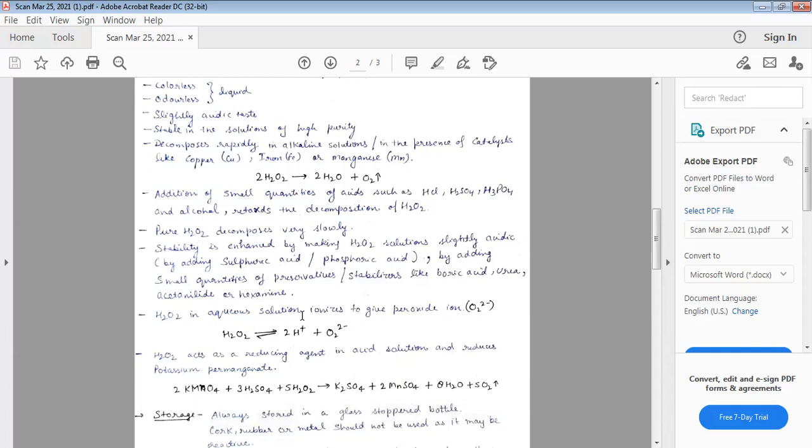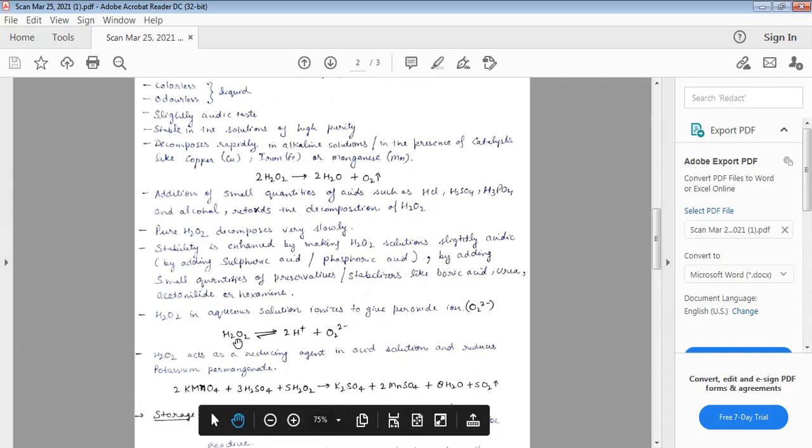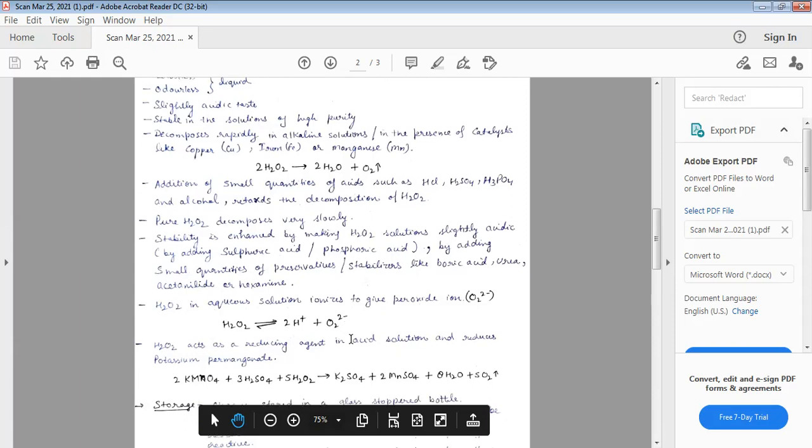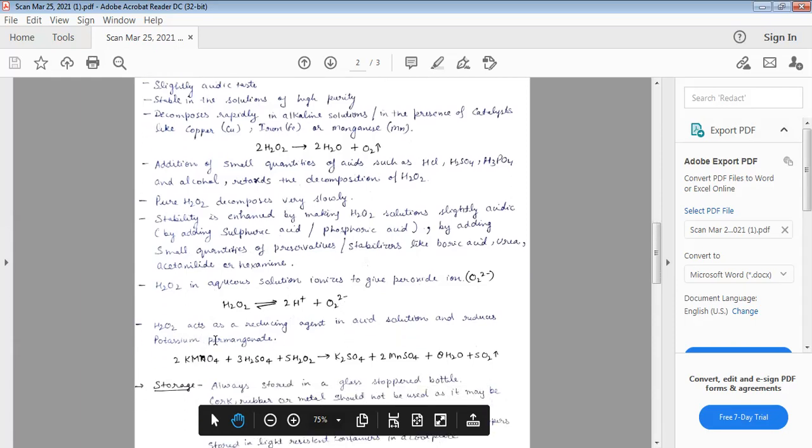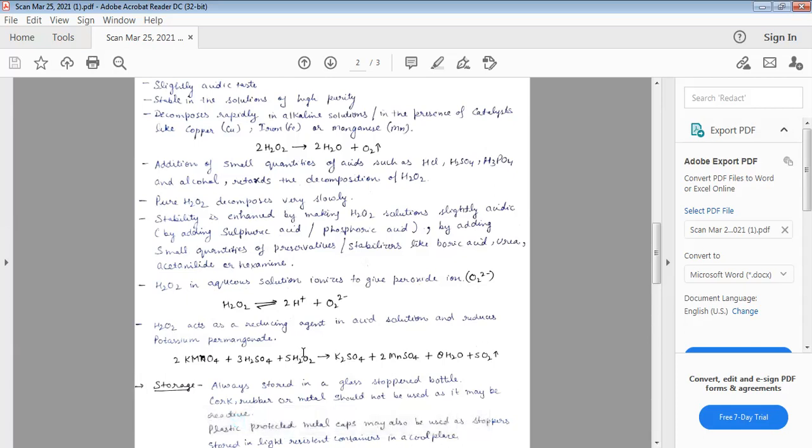Hydrogen peroxide in aqueous solutions ionizes to give a peroxide ion. So this is hydrogen peroxide, and it gives a proton and peroxide ion in aqueous solutions. Hydrogen peroxide also acts as a reducing agent in acidic solutions and reduces potassium permanganate. This is the reaction which shows the action of hydrogen peroxide as a reducing agent.